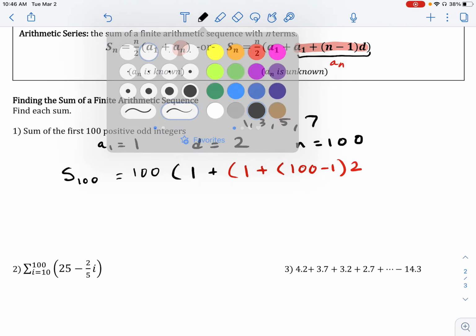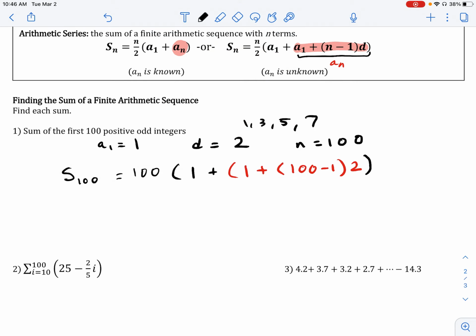And you can find this separately and just plug in this result for a sub n. Just know that we're finding a sub n right now, all of this over 2. So if I clean this up a little bit, 2 goes into 150, so this is 50 times, well, what do we have here?